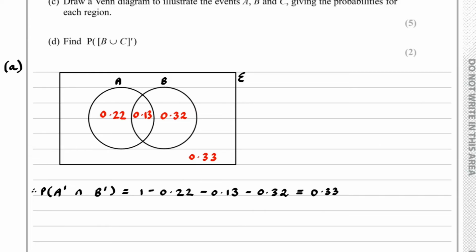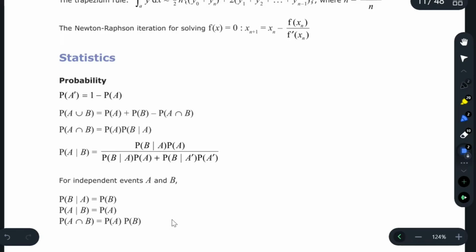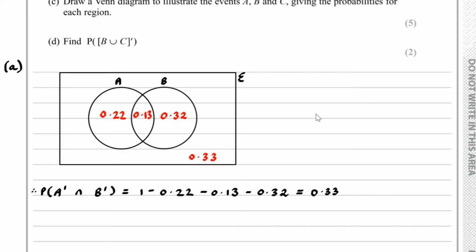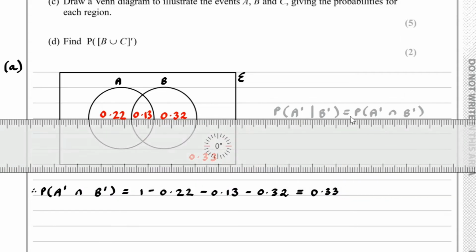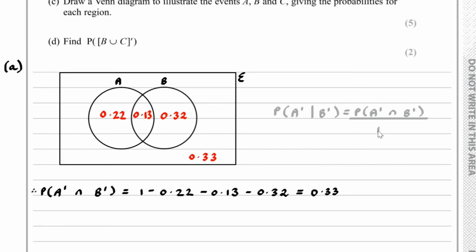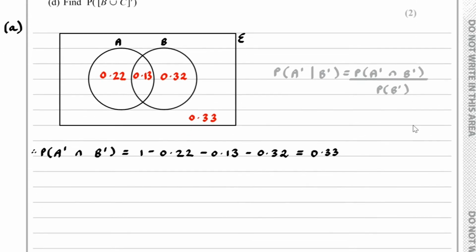Now, if we go to the formula book, what we need to do is use an adapted version of this formula here. If we do that, what we'd have is the probability of not A given not B, which is exactly what we're finding. That's equal to the probability of not A and not B divided by the probability of not B. Now, the probability of not B is the same as 1 minus the probability of B. So I've got 1 minus 0.45, which is 0.55.